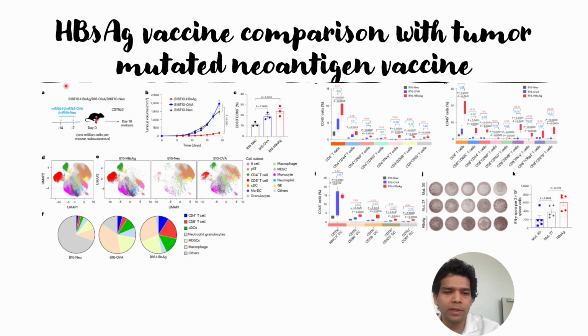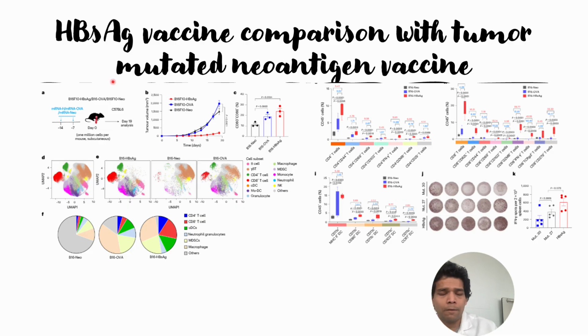Today we will discuss the HBsAg vaccine comparison with the tumor mutated neoantigen vaccines, which is one of the traditional approaches to target cancer cells. In the previous video we understood that these HBsAg vaccines seem to be working, and they can help in detecting the cancer cells by the immune system of the patients.